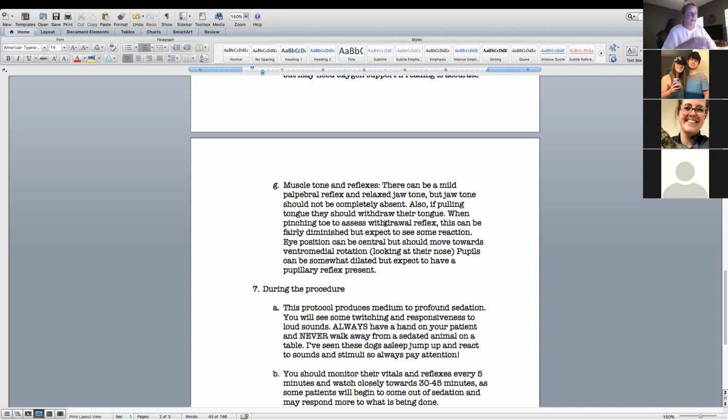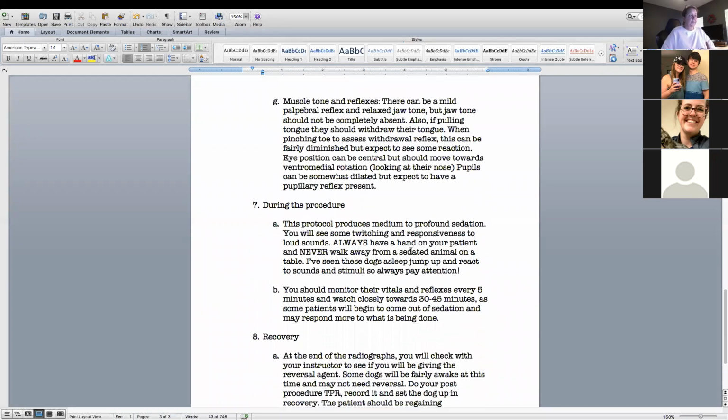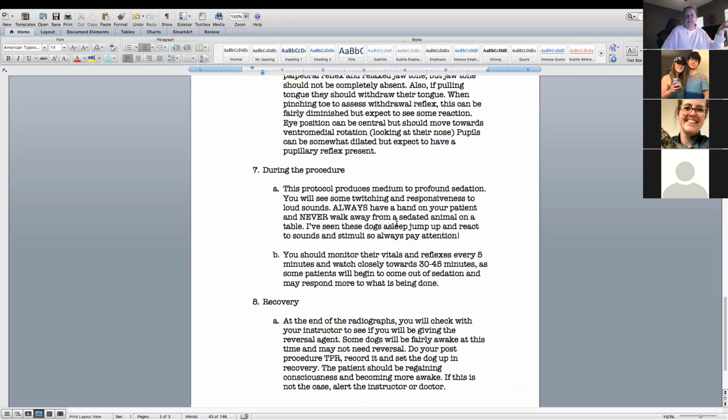Now, number 7 here is important because during the procedure, we're going to have varying levels of sedation. When you first give it, they're going to look a little awake, and sometimes you start working with them and then they get really sleepy. They tend to twitch on these drugs. Sometimes they're laying there and you'll see them twitch and it freaks people out. That will sometimes happen. They can be responsive to loud sound. So what I've told you is everybody in that room should be quiet.